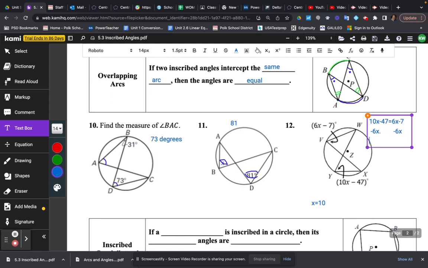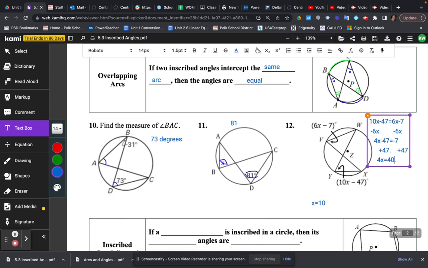When I do, I end up with 4x on my left-hand side, minus 47 is equal to, we zeroed out our x's on the right-hand side of the equation, negative 7. And then we begin adding 47 to both sides. Again, adding 47 to both sides of the equation. And when we do that, we end up with 4x is equal to 40.